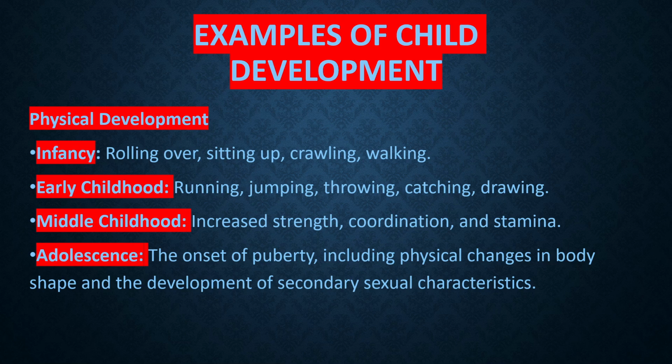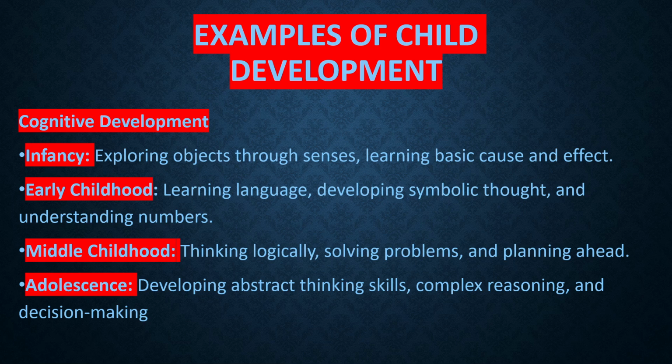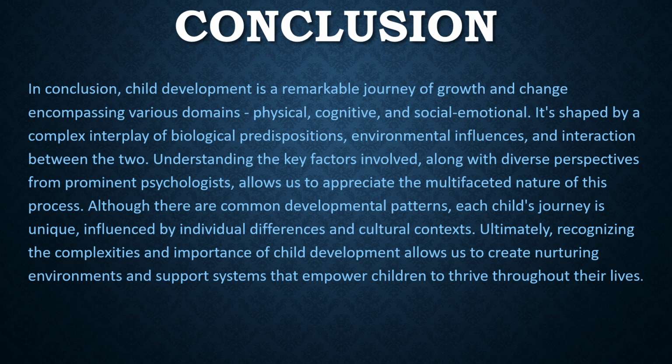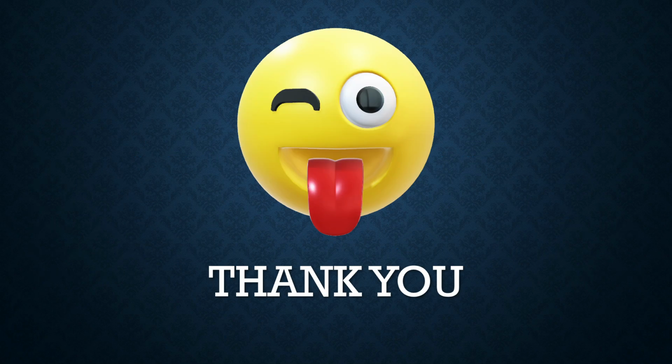Then we have learned about the examples of child development: physical, cognitive, emotional, social. There are stages given here, from infancy to early childhood, then middle childhood, and adolescence. So 4 stages here also: infancy, early childhood, middle childhood, adolescence, right? So this is the conclusion, the summary. We have successfully completed unit 1's first subtopic, that is concept of development.